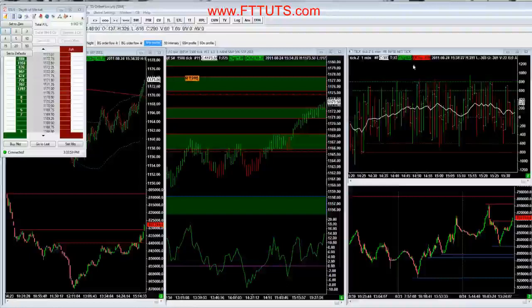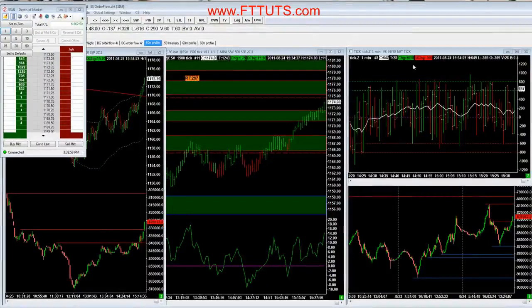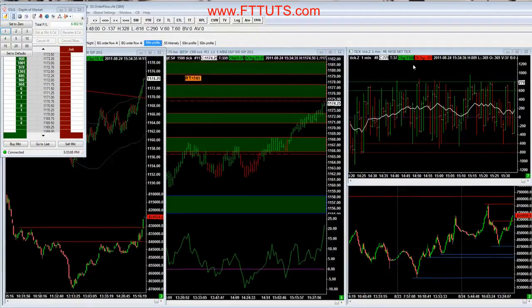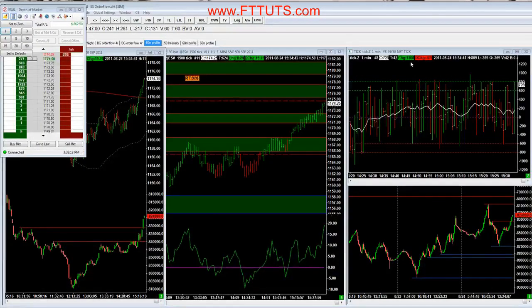Okay, here we are, August 24th, about 3:30 in the afternoon. Going to get going here with workshop session number 3. What we're going to be talking about today is order flow. We're going to break down the order flow today. We're going to start to break it down between today and tomorrow.